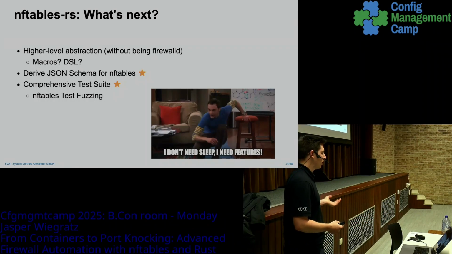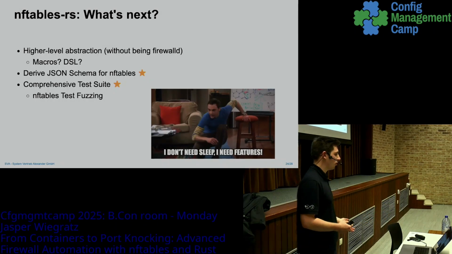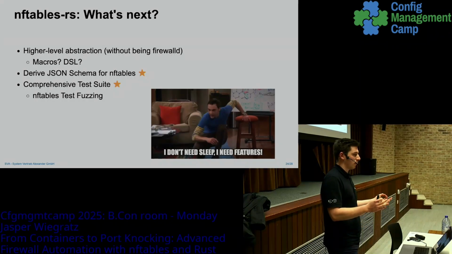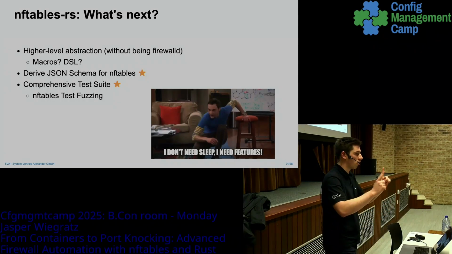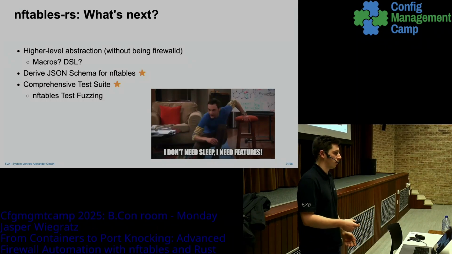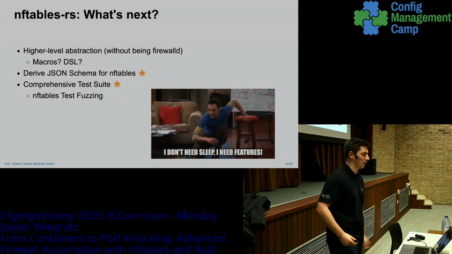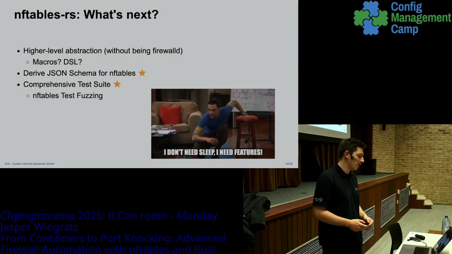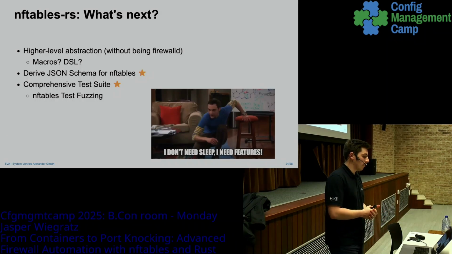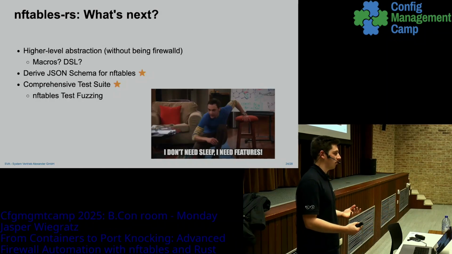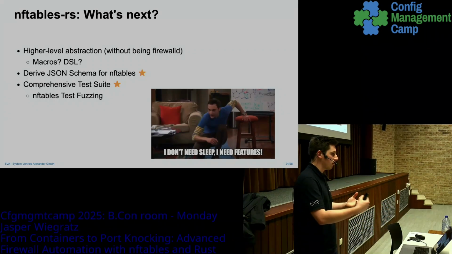Now, people told me my library at times is quite complicated to use, because if you have Boolean expressions like TCP dport 25 or TCP dport 587, that is a Boolean expression, so you have giant trees of these expressions that could be made much easier. I would want to derive a JSON schema for nftables that everybody could use for any kind of programming language.